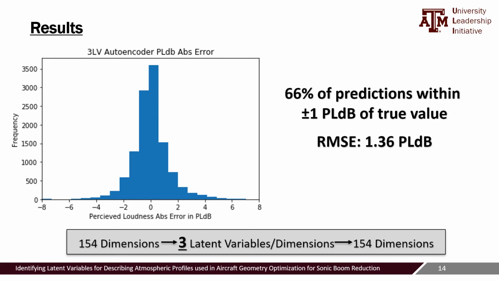It is expected that the fewer latent variables you are reconstructing an atmospheric profile from, the more difficulty the autoencoder has with the reconstruction process. However, these results go against that expectation, which is something to also look into in the future.